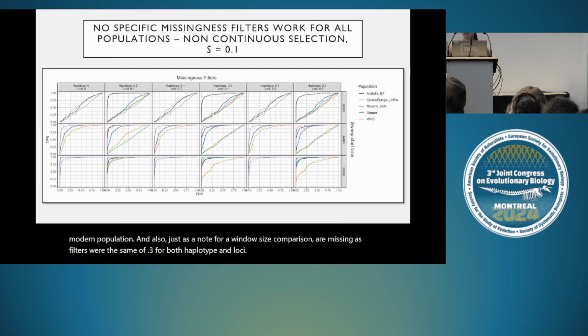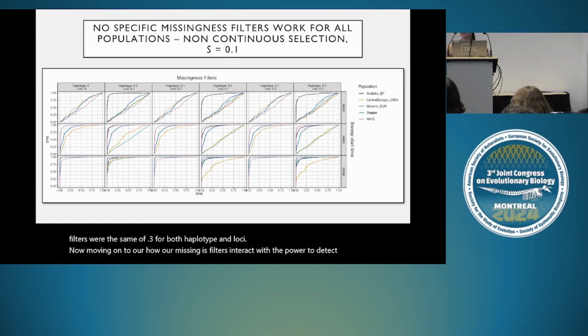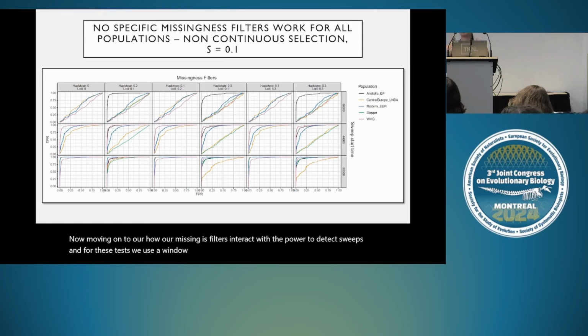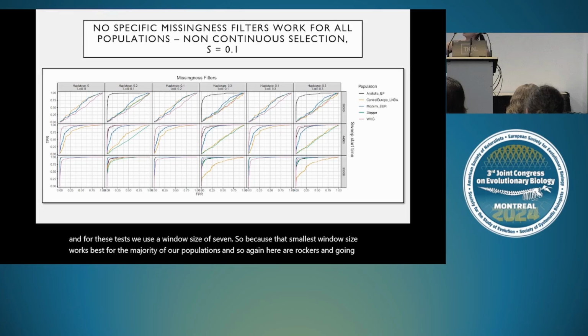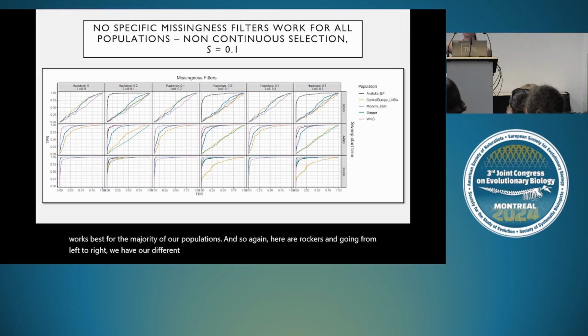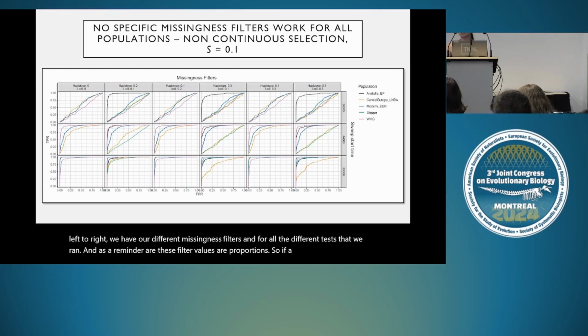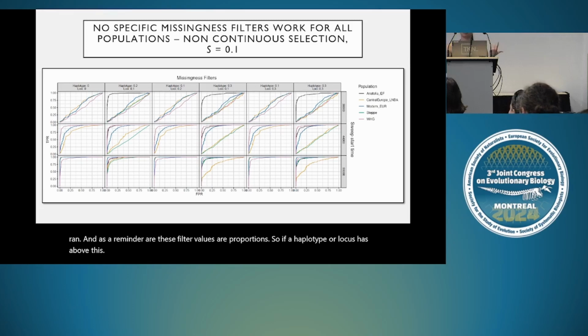Now moving on to how our missingness filters interact with the power to detect sweeps. For these tests, we used a window size of 7, because that smallest window size works best for the majority of our populations. And so again, here are our ROC curves. Going from left to right, we have our different missingness filters and all of the different tests that we ran. And as a reminder, these filter values are proportions. So if a haplotype or locus is above this missingness filter, it's filtered out.